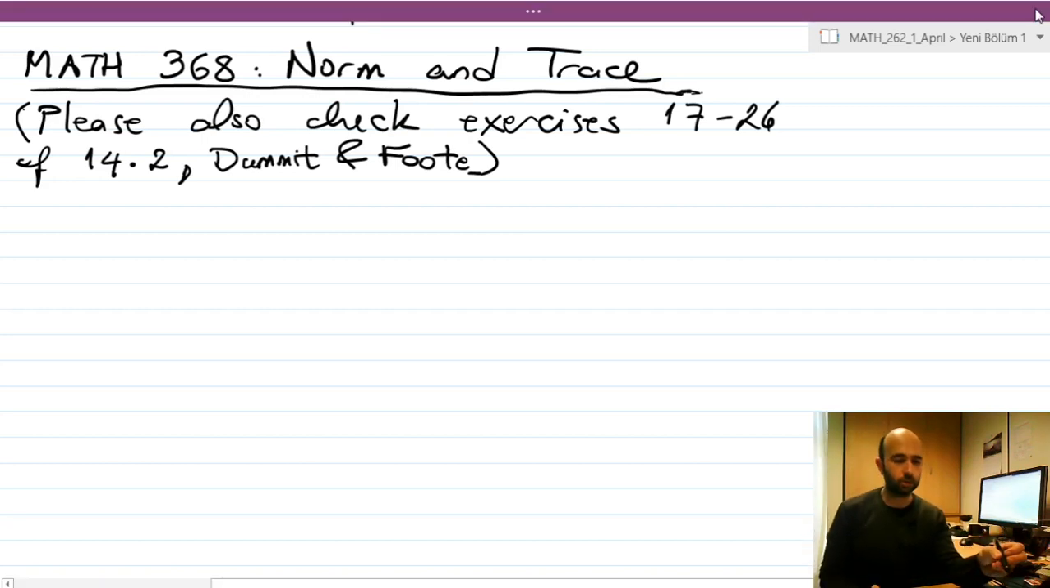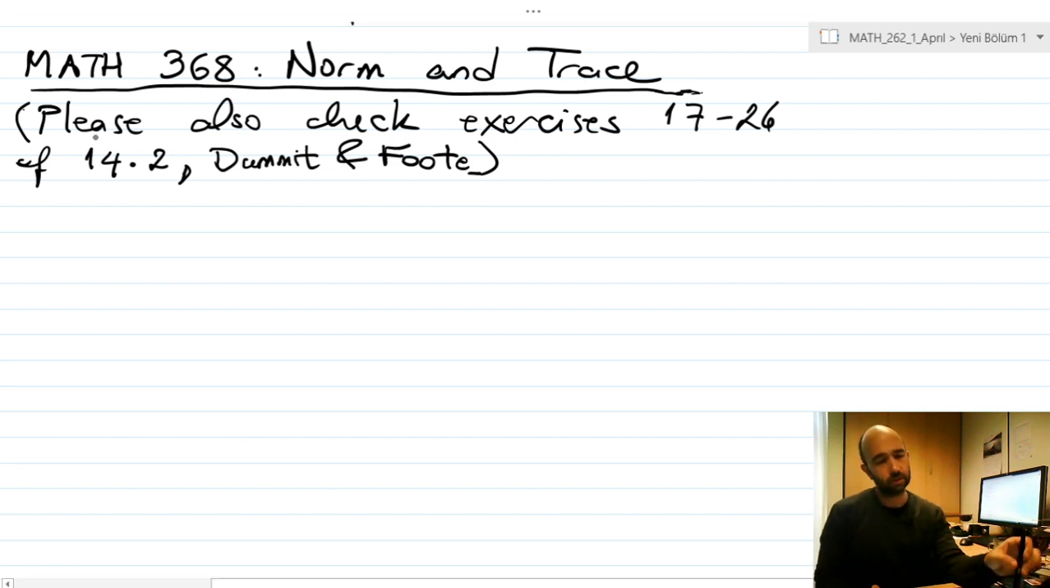Hi everybody. In today's lecture we'll discuss norm and trace, which are two important concepts for field extensions. These are also studied in exercises in Dummit and Foote in section 4.2, exercises 17 through 26. On the other hand, they're a little bit too important to be just left for exercises, and I want to spend some more time. They give you some computational flexibility when you want to prove something, and besides, they're essential in algebraic number theory, so it's worthwhile to discuss.